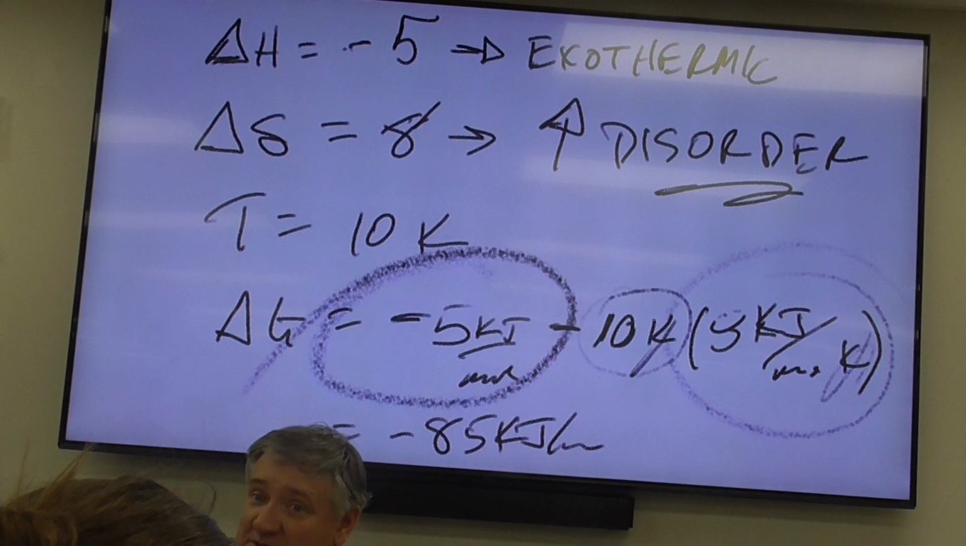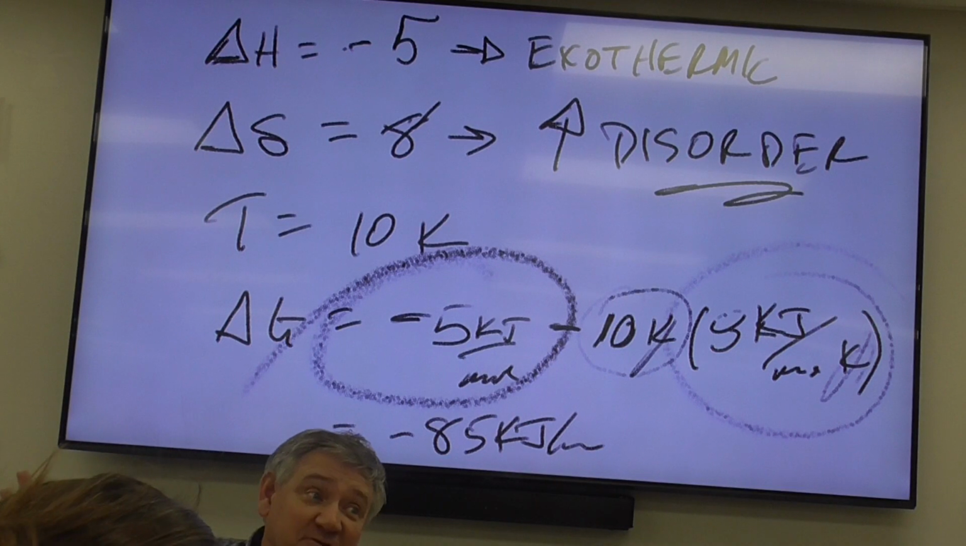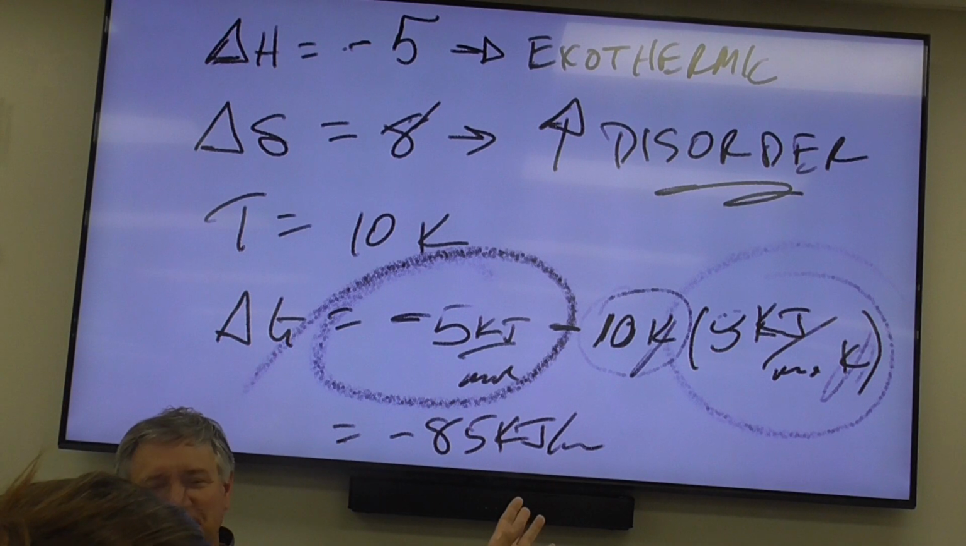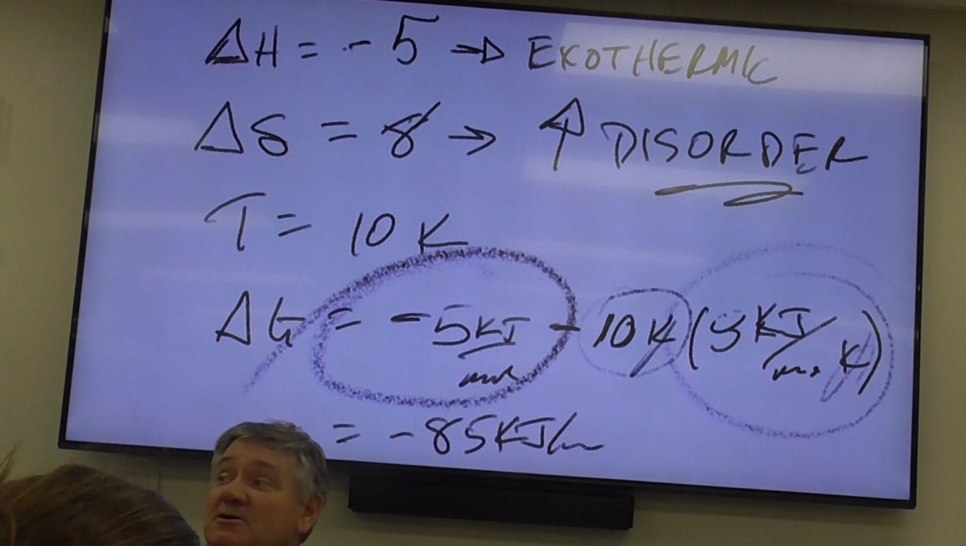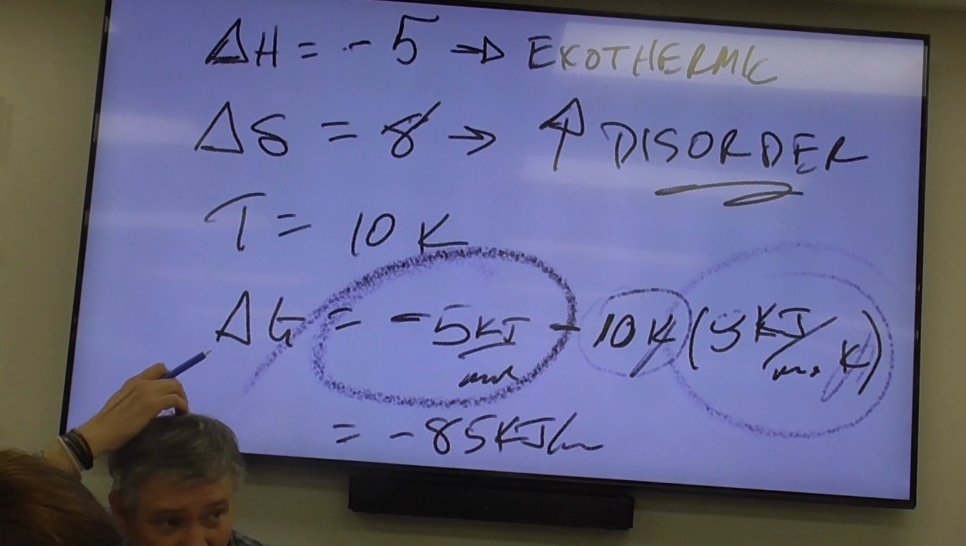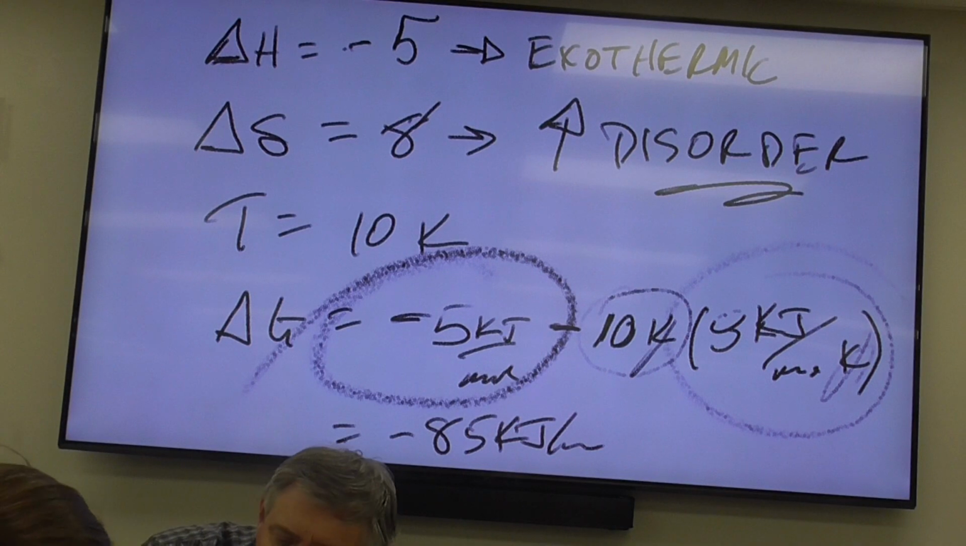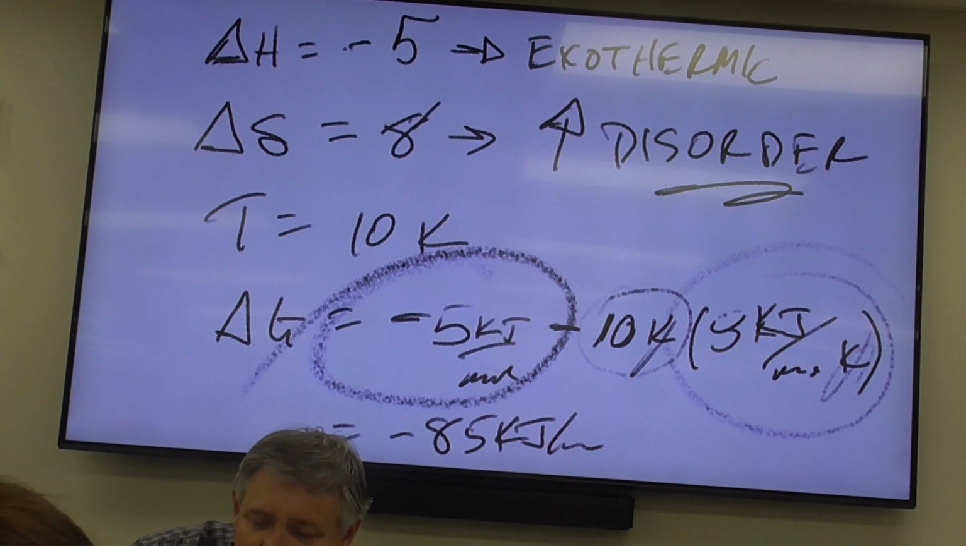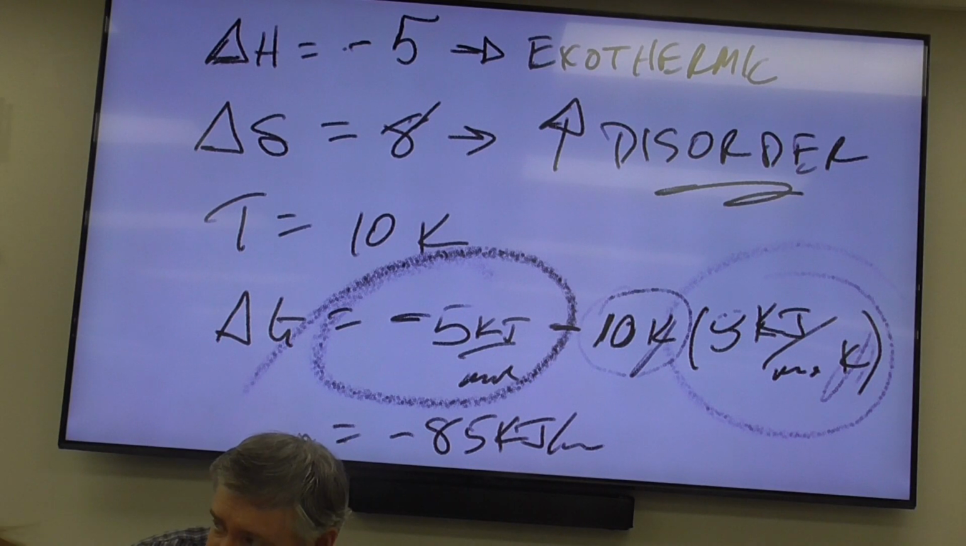She likes fireworks, okay? Ooh, ah, exothermic. Big flash, right? So Mother Nature is a hot mess. So this combination of a negative delta H and a positive delta S is always spontaneous.